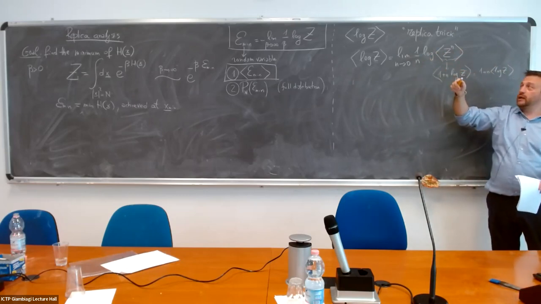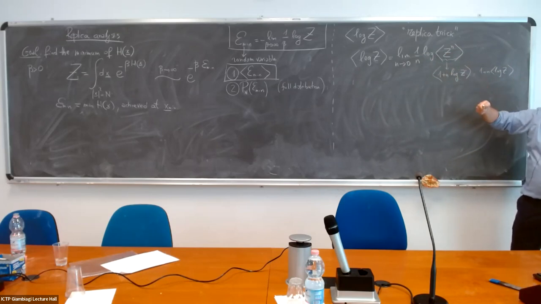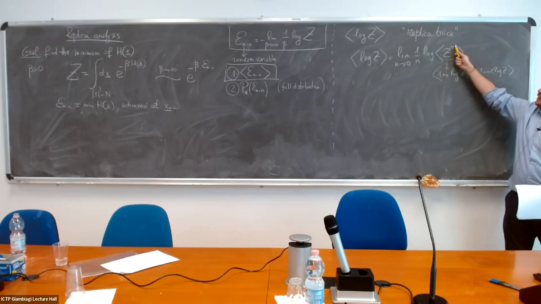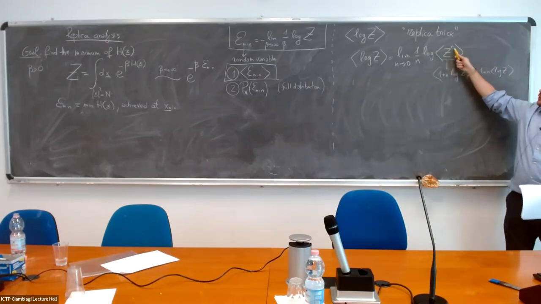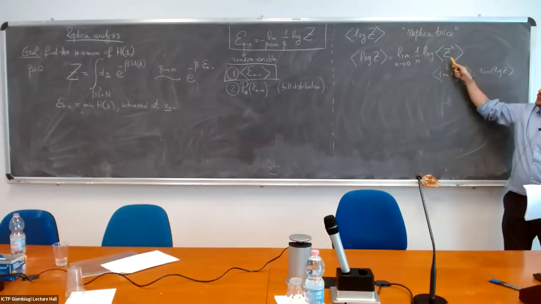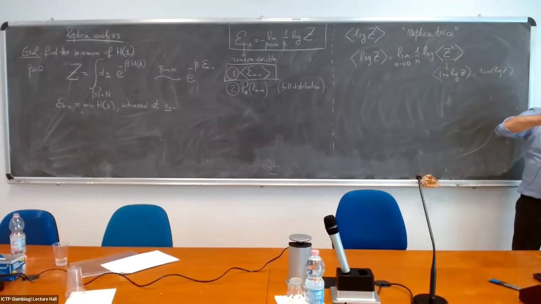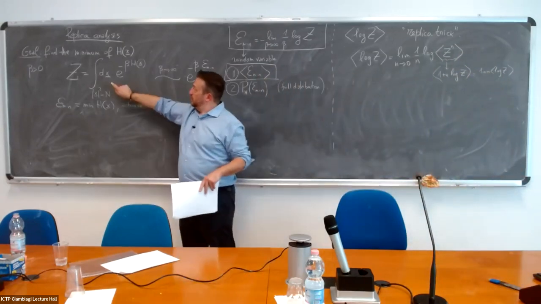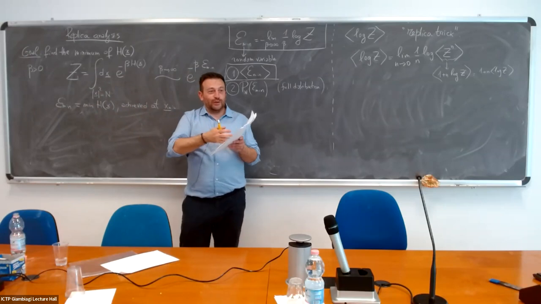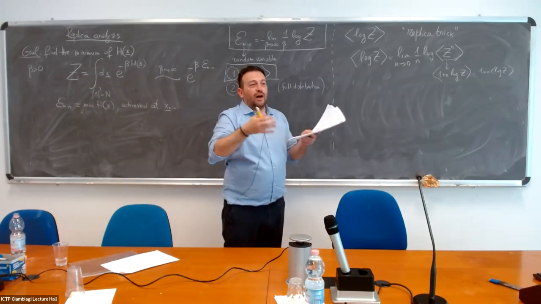It is called the replica identity because the way we are going to use it is by assuming first that little n is an integer. So when you assume that little n is an integer, what you are computing essentially is the average of a product, like a replicated product of your integral here. And you know, the power of an integral is just a larger integral.